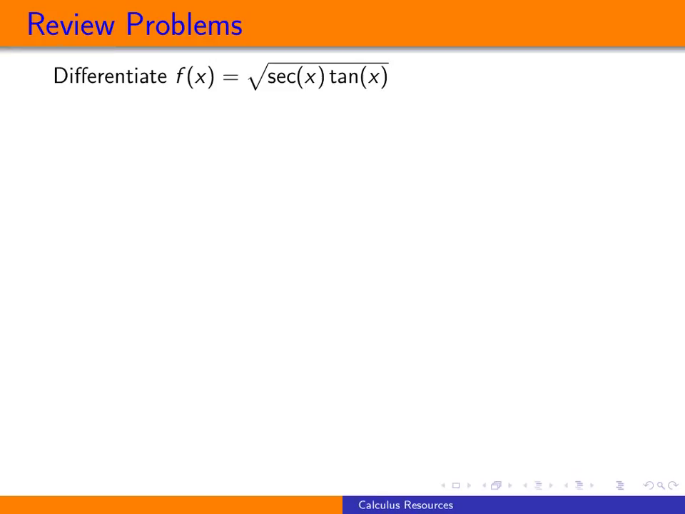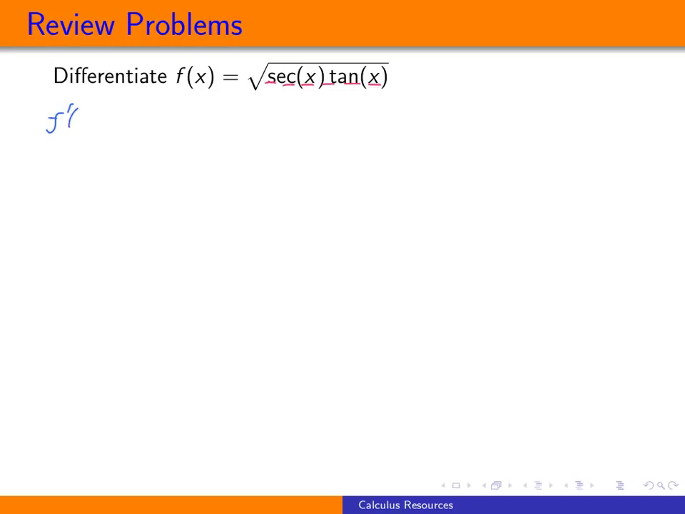This review problem asks us to calculate the following derivative. The first observation I make when looking at this function is that it is a composition. You have an outside function, square root, and an inside function, secant tangent. And that tells me I'm going to have to use the chain rule in order to differentiate.